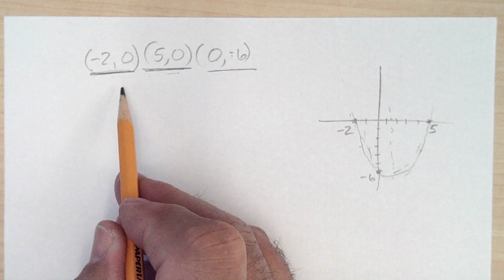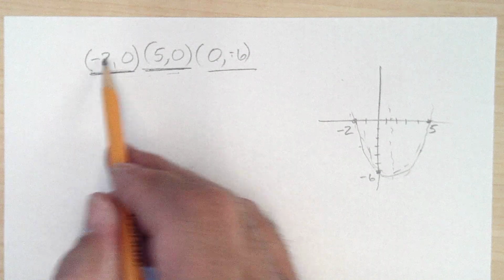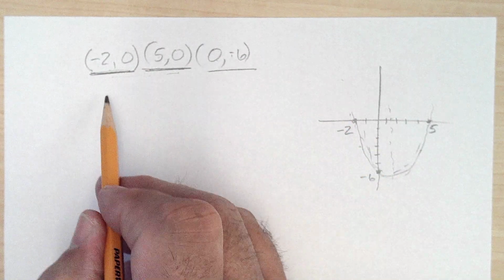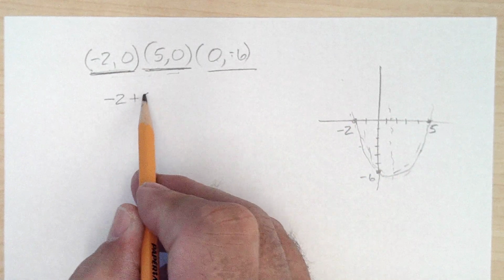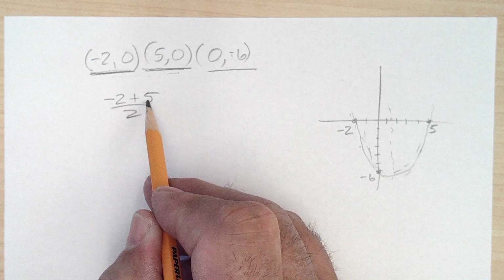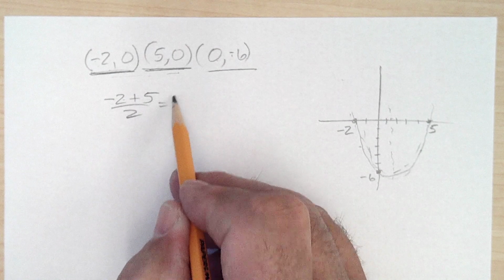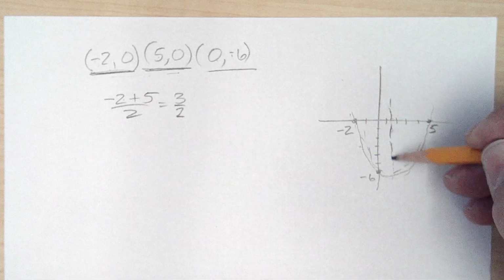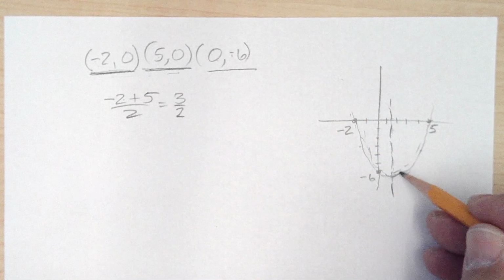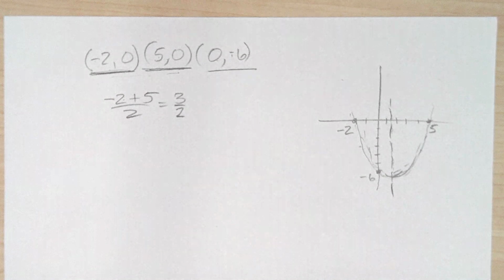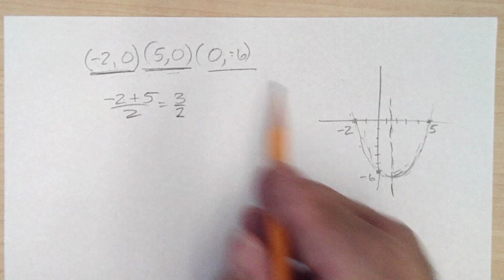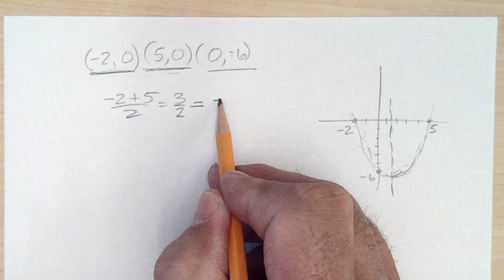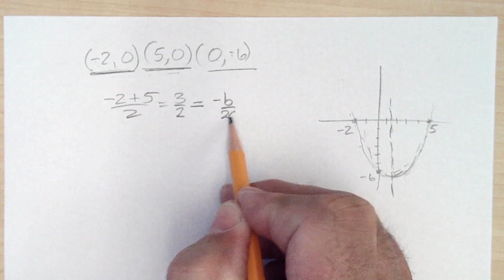with the center line. So halfway between minus 2 and 5, we can get that by just going minus 2 plus 5 divided by 2. See, that's 3 divided by 2, or 1.5. That's the center line. That's also minus b over 2a.